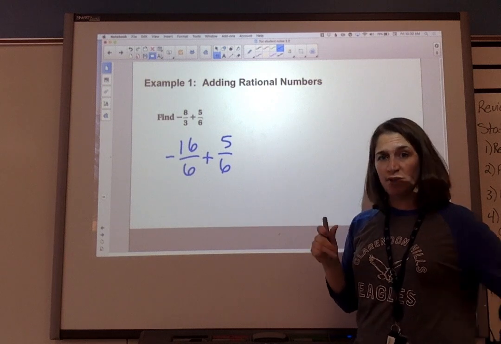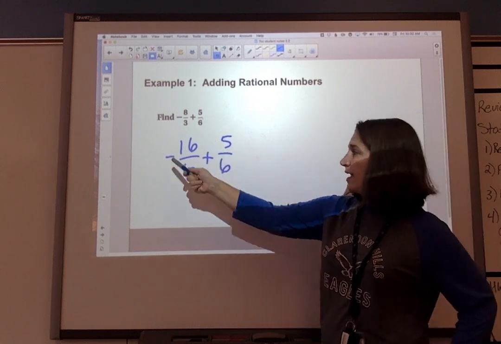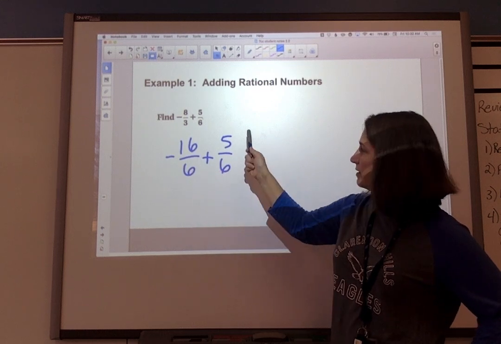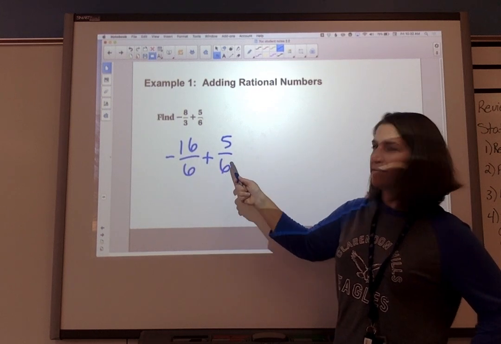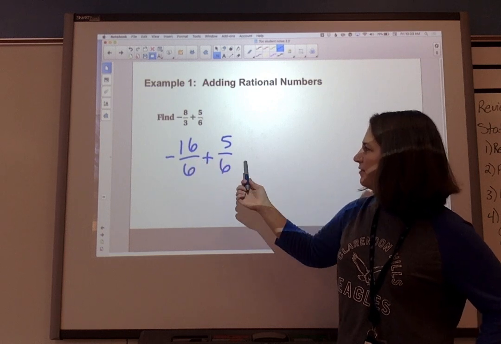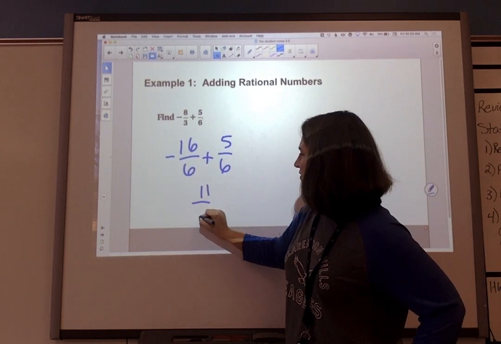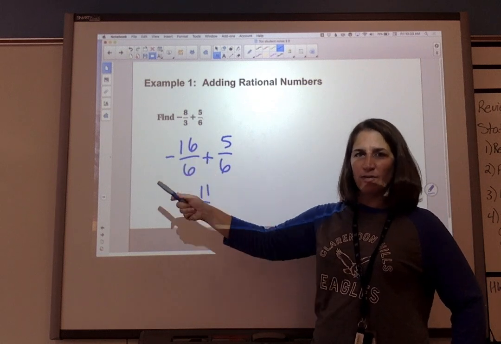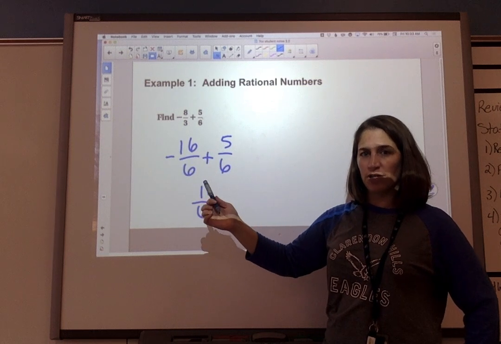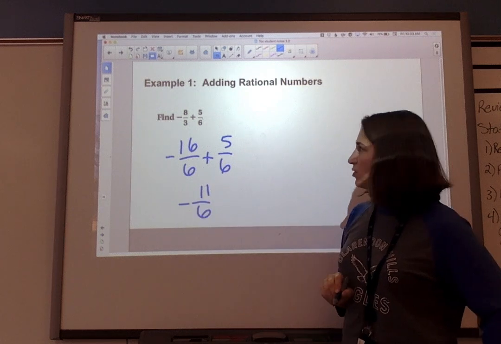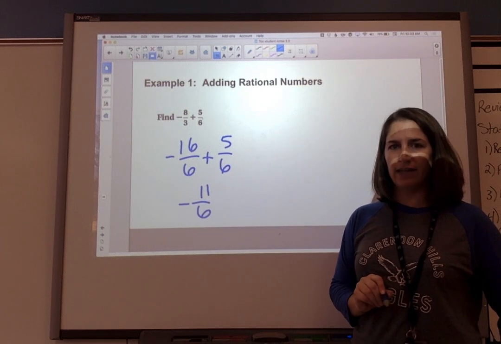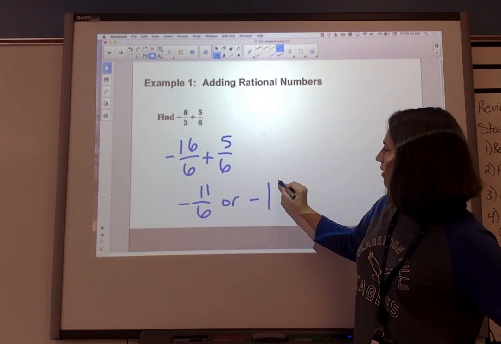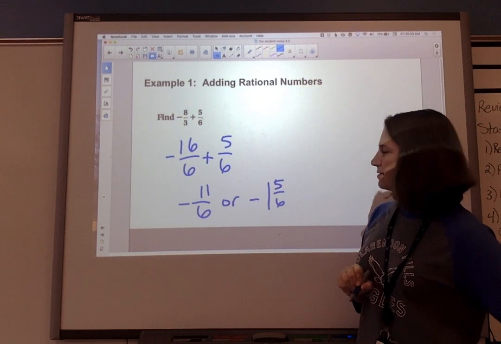Now I can subtract the absolute values. The absolute value of negative 16/6 is 16/6, and the absolute value of 5/6 is 5/6. So the difference here is 11/6. But in this case, the negative rational number is the one with the larger absolute value. So my end result is negative 11/6, or I could change that to negative 1 and 5/6.